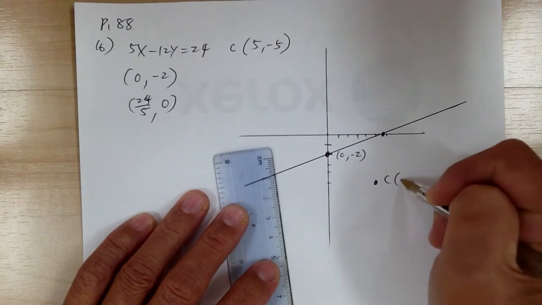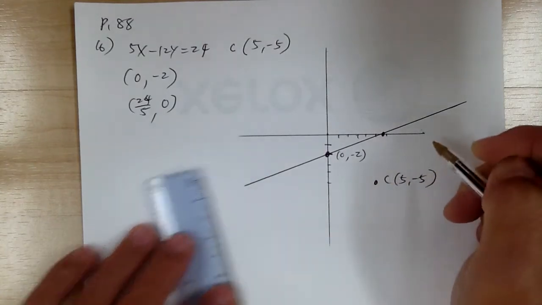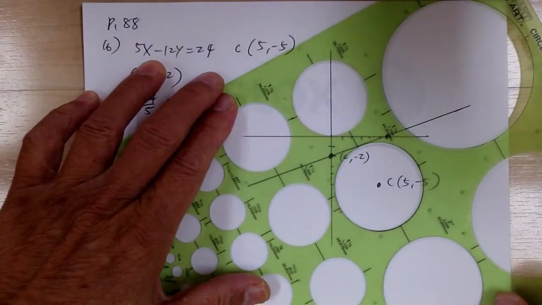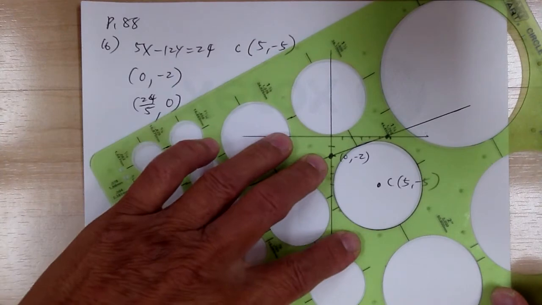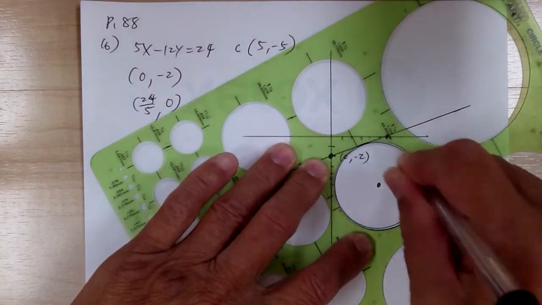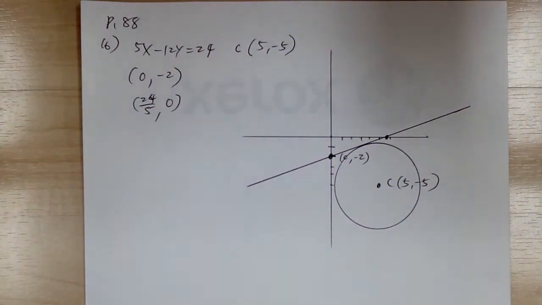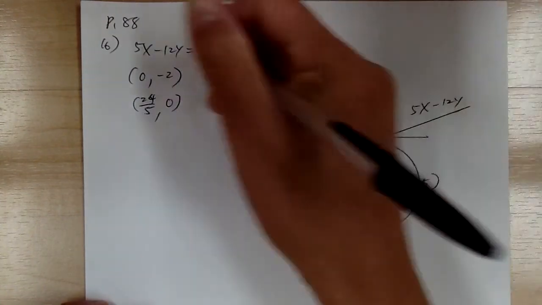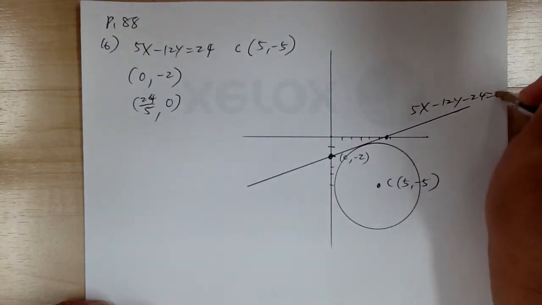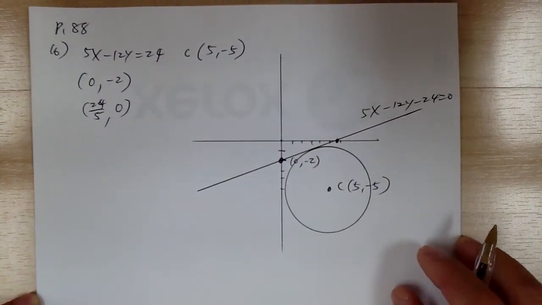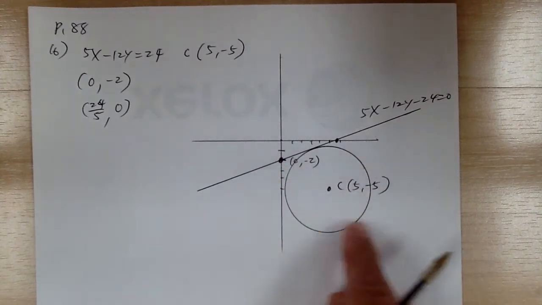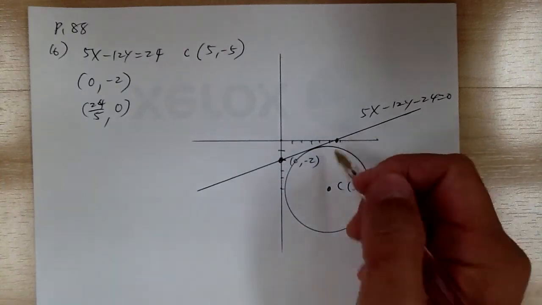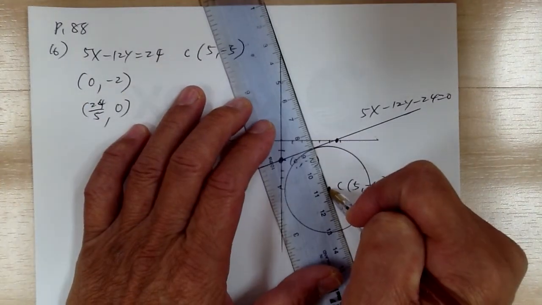So center is at 5, negative 5. Okay, so your circle looks like something like this. Okay. So that's your 5x minus 12y, I'm going to put in the general form, minus 24 equal to 0. Okay, again, to find the equation of the circle, you need to have a center, which you have. Then you need to find a radius. Okay, so the radius is this right over here.